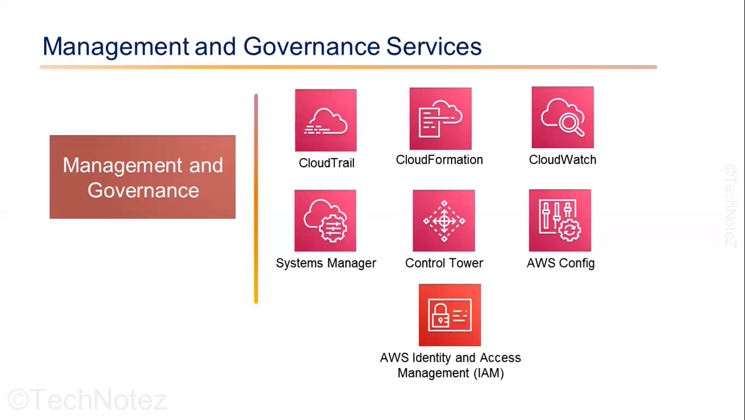Identity and Access Management Service. This service provides the granular control over user access to AWS resources. You can create policies that define who can access specific resources and what actions they can take.